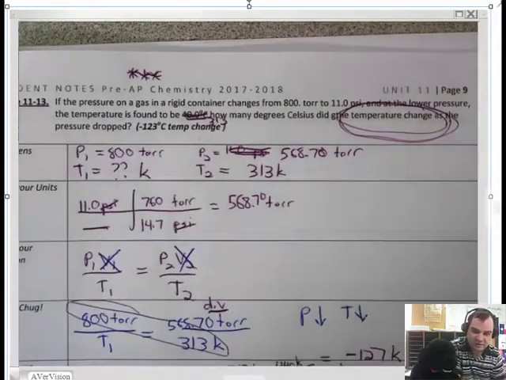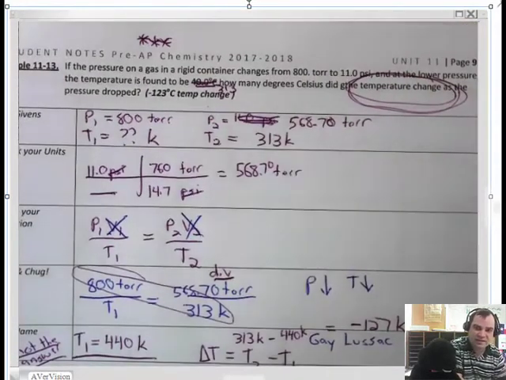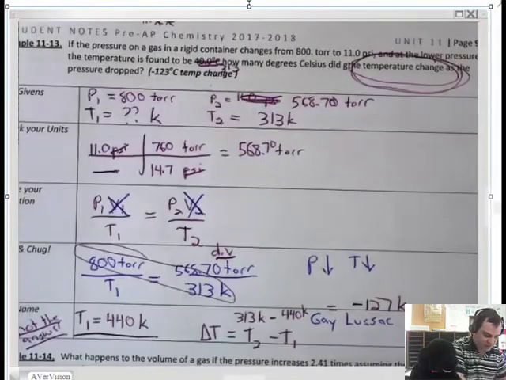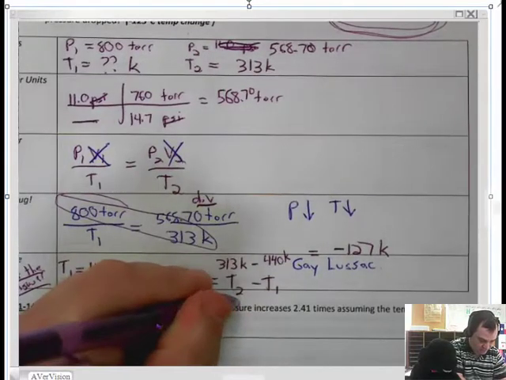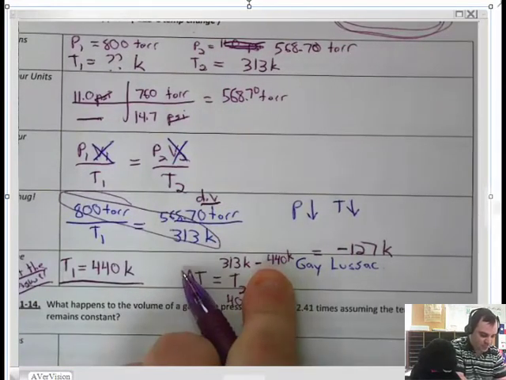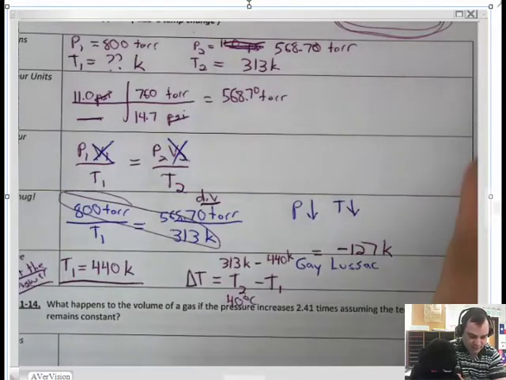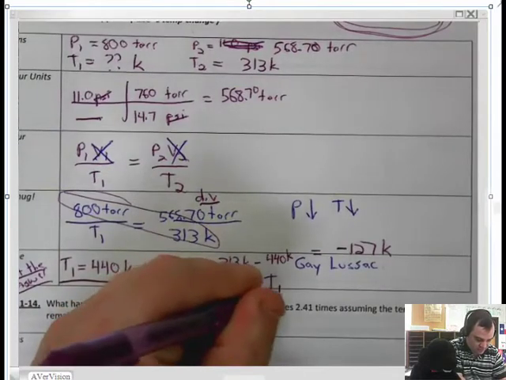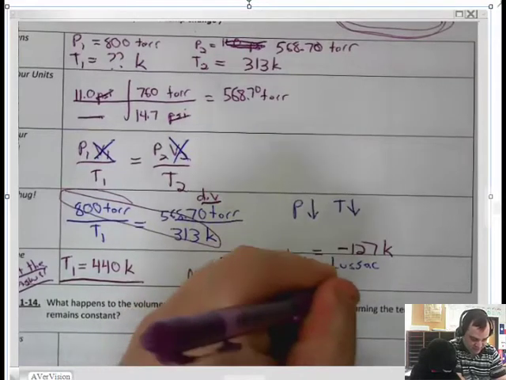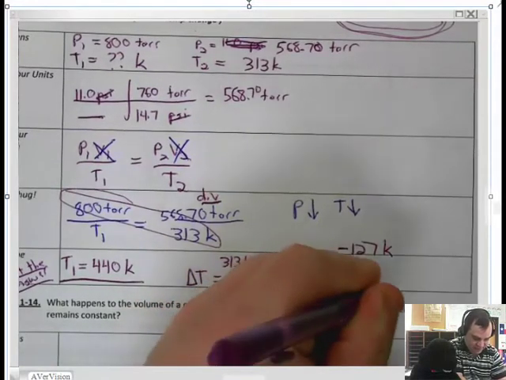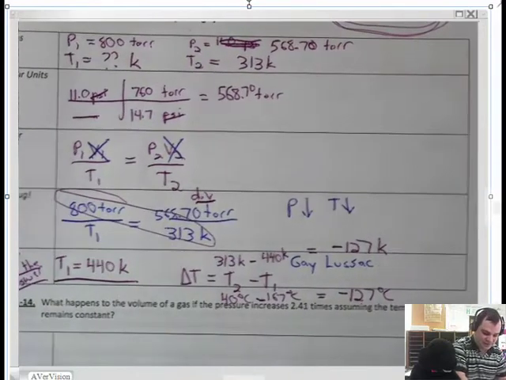But you must be saying, Mr. Harridan, it says the temperature changed in Celsius. Okay. You got me on this one. So I can change 313 Kelvin back to Celsius, which is 40 degrees Celsius. And I can take 440 Kelvin and subtract 273, which is 167 degrees Celsius. You subtract 40 from 167 and you get negative 127 degrees Celsius. That's the correct answer.